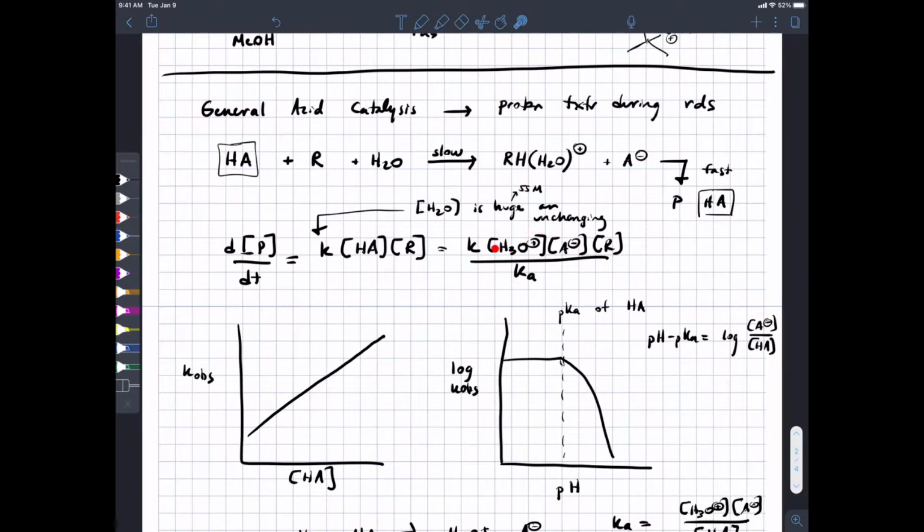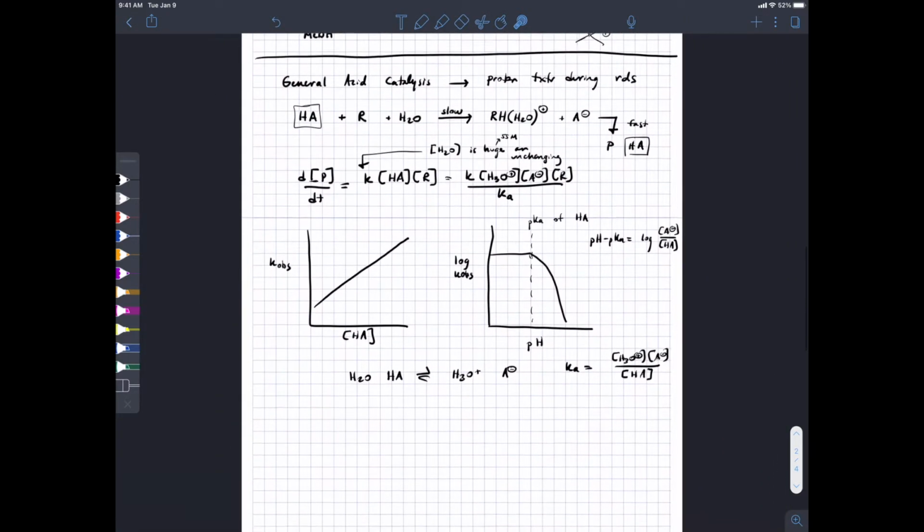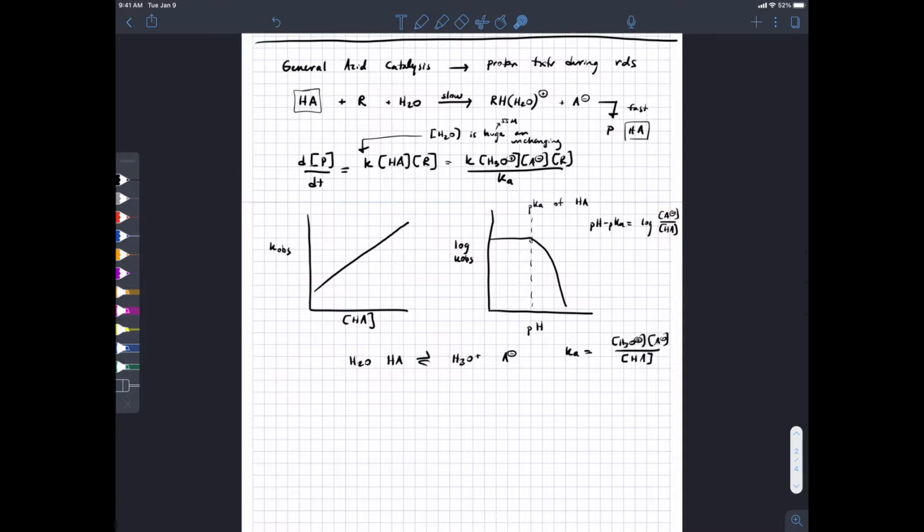And so as you increase pH, you're good to a point, but once your pH gets beyond the pKa of your acid, you no longer have enough HA to catalyze the reaction. Okay, so the big take home, and if you only remember one thing from general acid catalysis, it's that the acid is involved in the rate determining step.